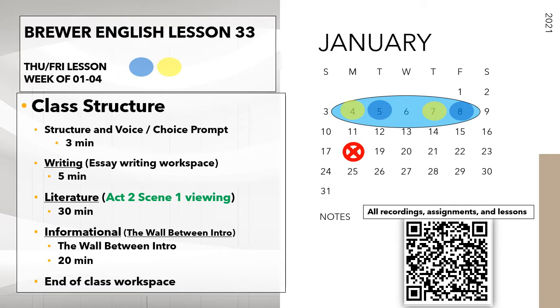Today, this lesson will be a little bit of a longer lesson in class with a little more content than on Monday and Tuesday. We're going to be looking at the rubric for your final essay for this semester, the interview essay, in our writing lesson. In our literature lesson, we're going to be viewing Act 2, Scene 1 of A Raisin in the Sun. And for our informational lesson, we're going to be reading the scene from The Wall Between where the Wade's family had their house bombed, kind of in connection with the scene we're going to be viewing in literature.